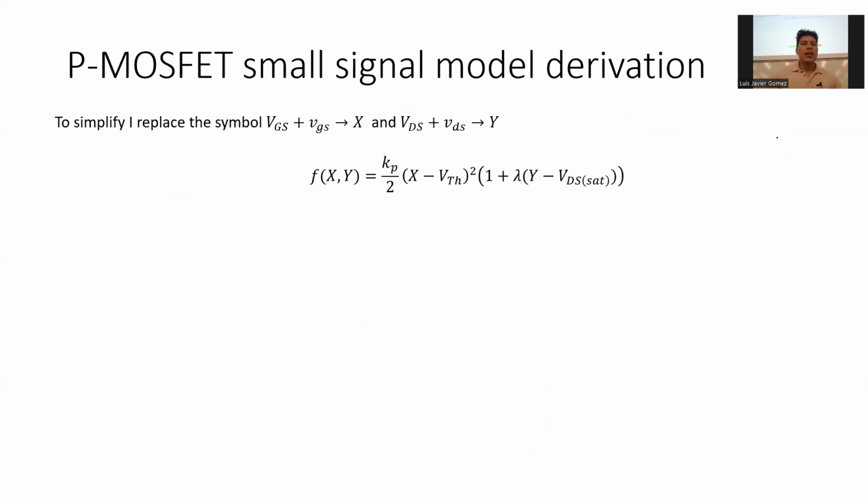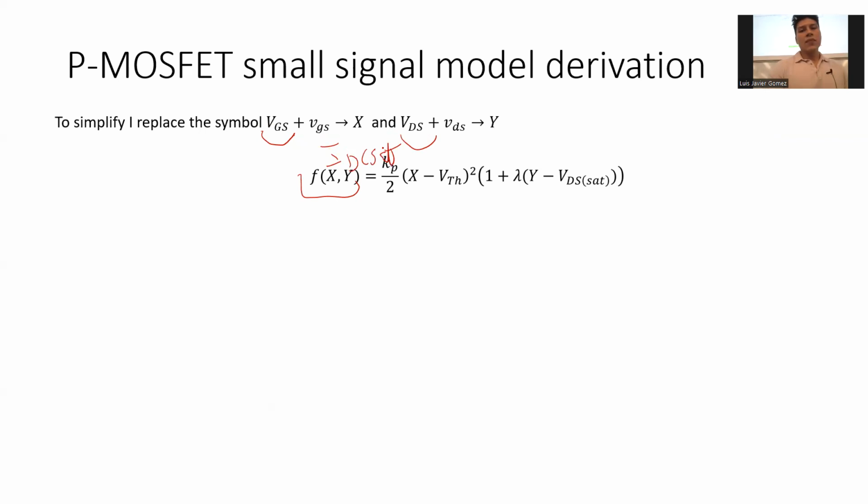Again, we're going to do a Taylor expansion about the point capital VGS and capital VDS, or your bias point. And that's how we're going to derive our linear approximation. To do that, we need to take derivatives of our ID, well, our ID in the saturation region.